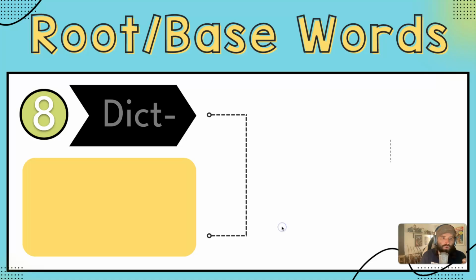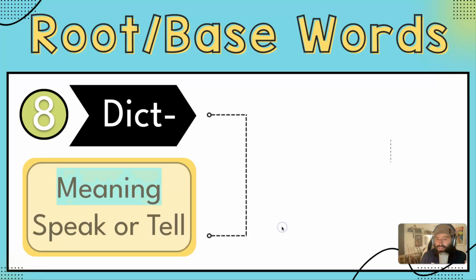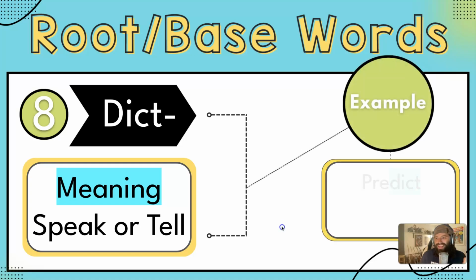And our last root here is dict. Now, dict means to speak or to tell. And so we have things like predict, dictate, dictionary, diction. Okay, so predict is to say before, dict, speak or tell. Dictate is to tell someone something to do.